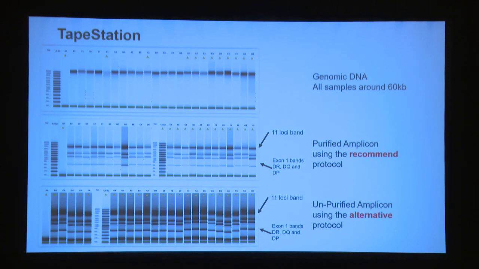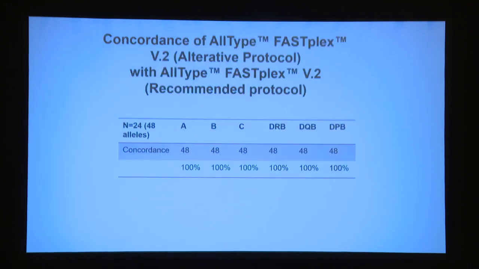When we used the alternative protocol, the unpurified protocol, we still got the same trend. You can still see the higher band and the 3 bands. But if you look at the bottom, you can see a big chunk of primer dimer because we didn't purify it, so this primer dimer is going to carry on with your experiment. But when we did the concordance, it actually gave us a very excellent result. We got 100% concordance between version 1 using the recommended method and using the alternative method.